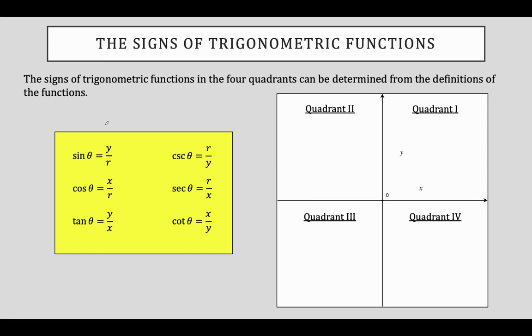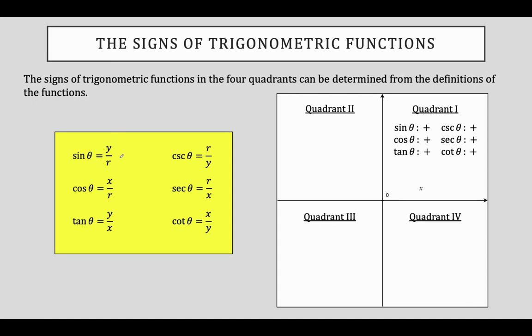The signs, that means positive or negative, of the trigonometric functions in the four quadrants can be determined from the definitions of the functions. In the first quadrant, sine, cosine, tangent, and each one of their reciprocals is always going to be positive. The reason is that the x and the y coordinates are all positive in the first quadrant. Notice that in these definitions, sine is y, and y has to be positive. R is always positive. Remember that R is a distance. It refers to the radius of the arc, always positive.